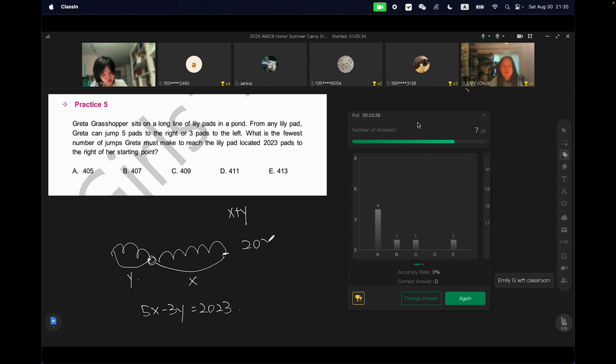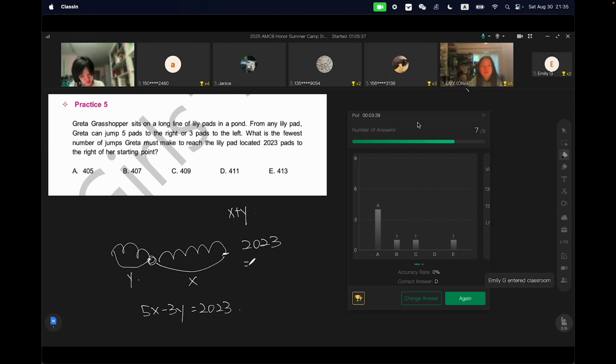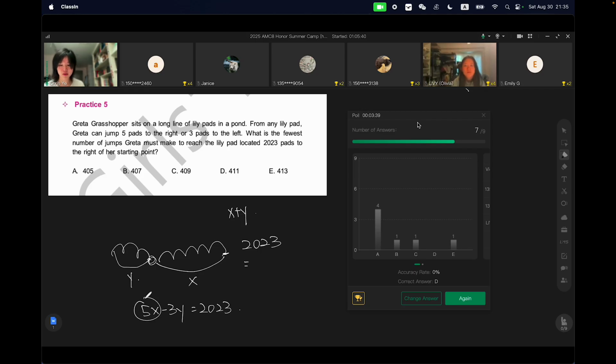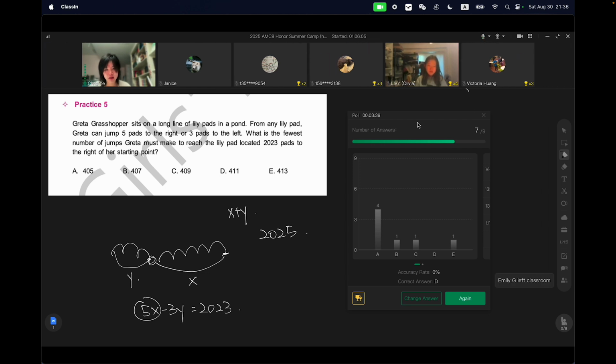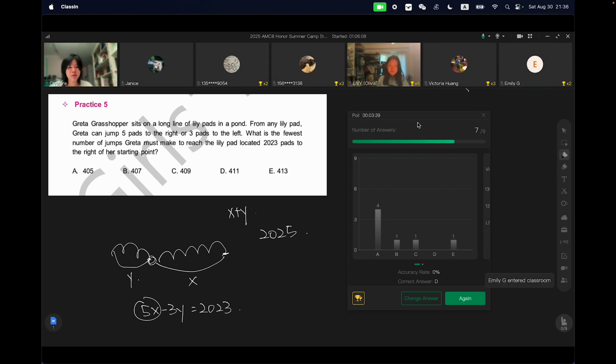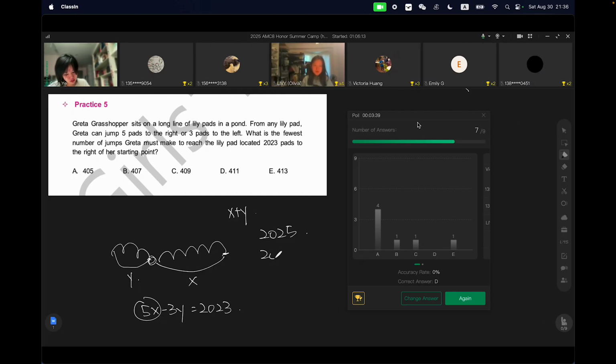basically 2023 must be like some number divisible by 5 minus 3y. So the first number after 2023 that is divisible by 5 is 2025. But the difference between 2025 and 2023 is 2, which is not divisible by 3. Well, that doesn't work. So basically we need to look for something that is divisible by 3. So we know that the number divisible by 5 has a special feature. So let's list the next few numbers.